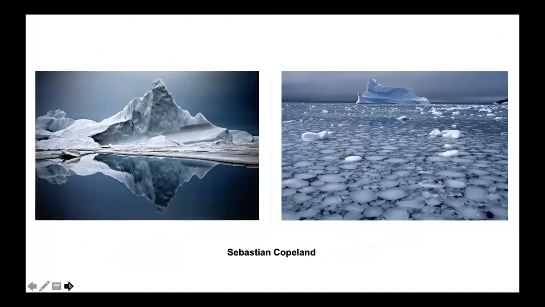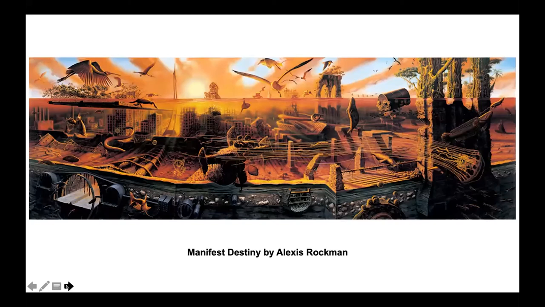All of this ice reflects light back into the atmosphere. And as this ice melts and disappears, more heat is absorbed into the ocean. And all of this ice melting generates rising sea levels. And here you see in this painting entitled Manifest Destiny by Alexis Rockman a vision of the Brooklyn waterfront 200 years in the future.